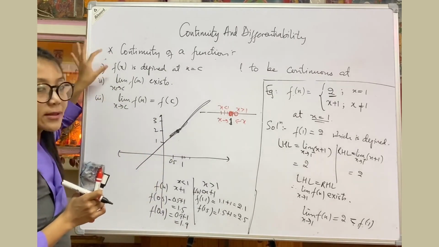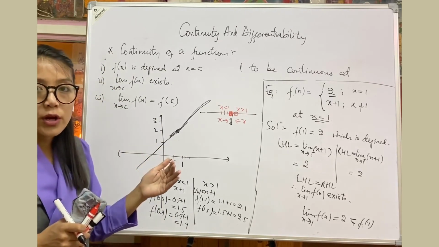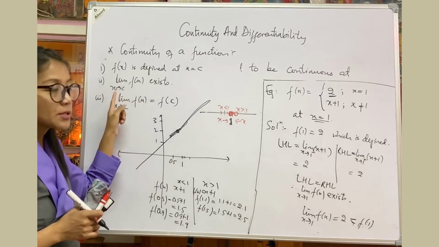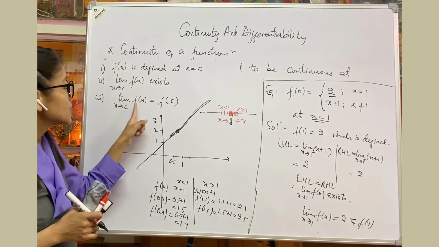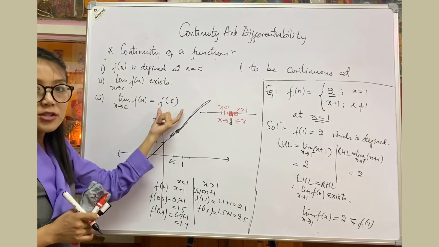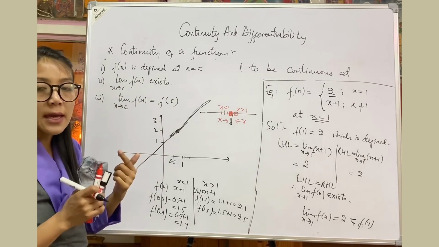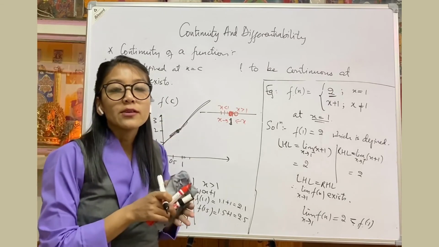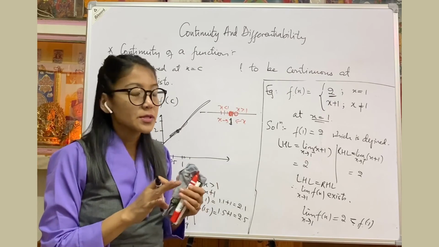Number one, the function should be defined at that point. Number two, the limit of the function should exist. Number three, the limit of the function and the function value, these two values should be the same. Okay, so if a function is satisfying these three conditions, then the function is continuous at that point.